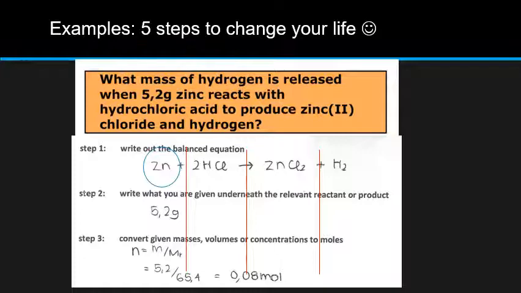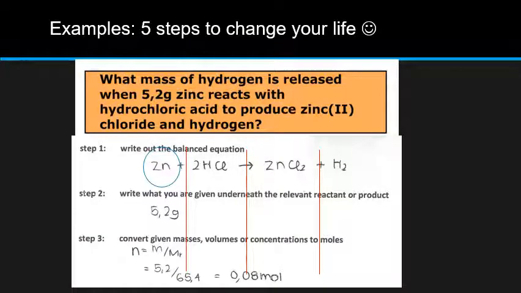So it's going to be zinc plus 2 molecules of hydrochloric acid is going to form zinc chloride and hydrogen. If you can, I would actually write in the phases because it's just going to help you later on in test and exam situations. So perhaps make it a habit to write in the phases in your chemical reaction.